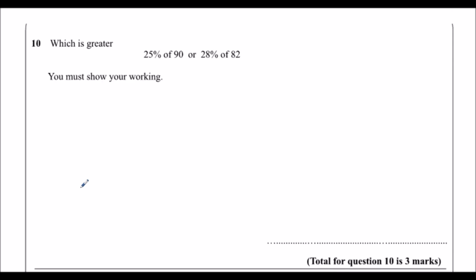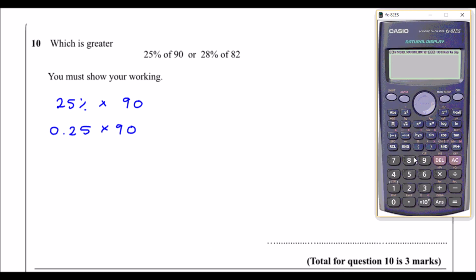Question 10. Which is greater, 25% of 90 or 28% of 82? So to work out 25% of 90, we can do 25% times 90. When we see "of" in a question, we can change it to times. So we could write that in the calculator, or we could write it as a decimal, which is 0.25 times 90. So I'll show you either of those two work.